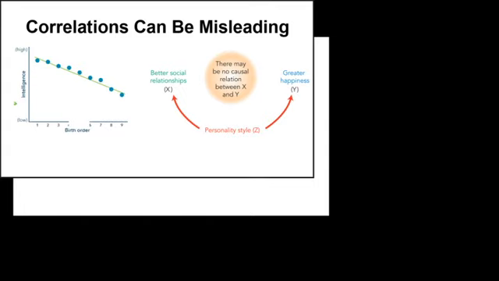So there are extra variables that always need to be considered. So correlations can be very misleading, and you need to be critical about what else might be driving this relationship. So we just want to think and be aware of other stuff that's happening in the background.